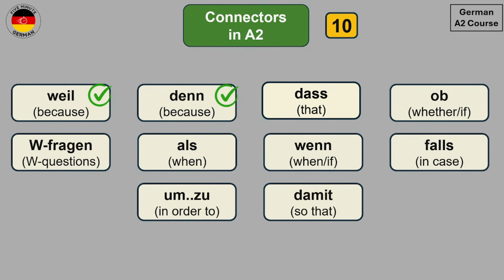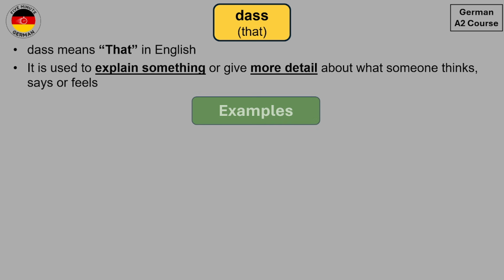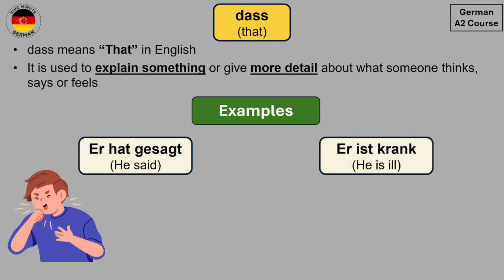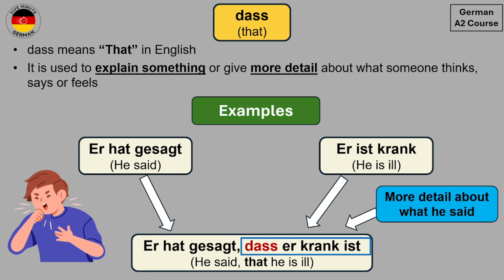The next connector is dass, which means "that", and it is used to explain something or give more detail about what someone thinks, says, or feels. So let's take a look at an example with dass. So we have the sentences Er hat gesagt, which means he said, and Er ist krank, he is ill. So when we combine these two using dass, then the sentence will be Er hat gesagt, dass er krank ist. He said that he is ill. And you see that the second part of the sentence with dass gives us more detail about what he said.